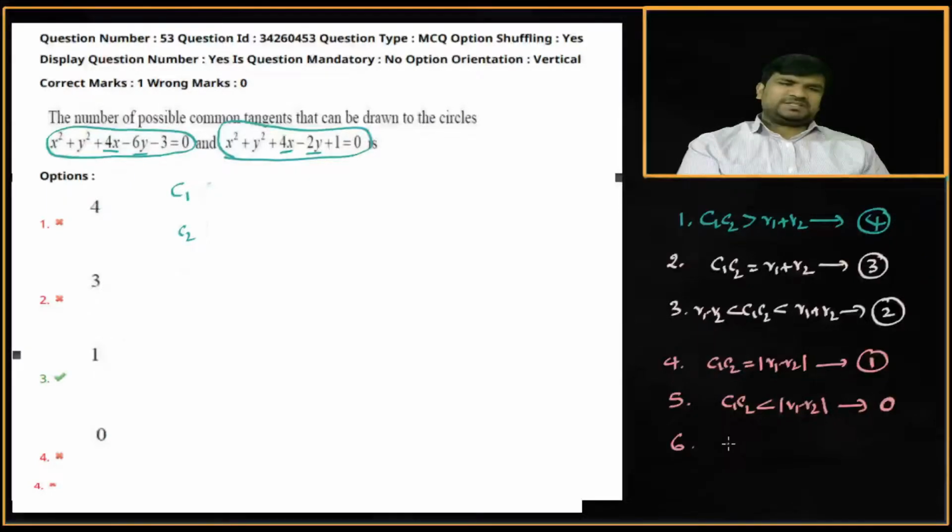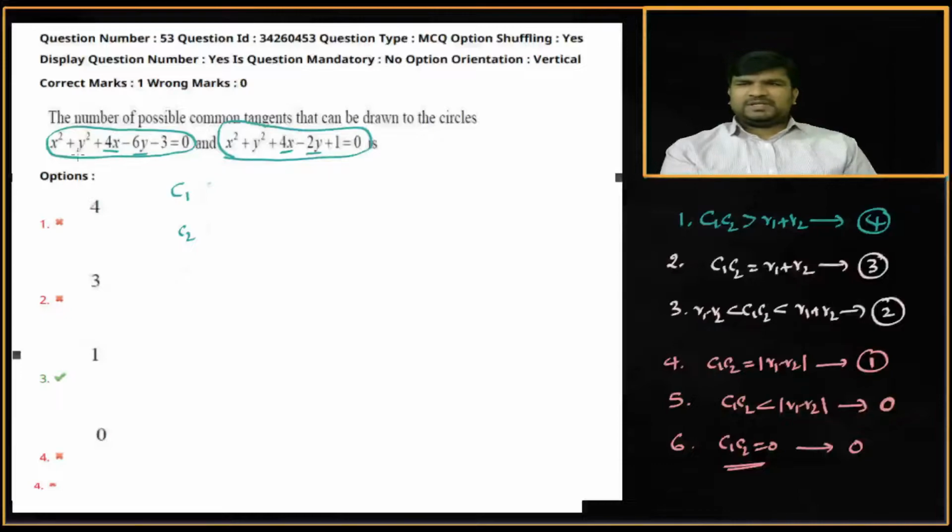And the sixth one is, if C1C2 equals 0, the distance between the centers is 0, meaning both circles have the same center, then the circles are said to be concentric circles. So the number of common tangents is also 0. Concentric circles have the same center and different radii, C1C2 equals 0. So from these 6 conditions, relative position of 2 circles, one question will come compulsorily in your EAMCET exams. So now in our question, 2 circles are given, we have to find the possible number of common tangents. So we have to show that it satisfies any one of these conditions.